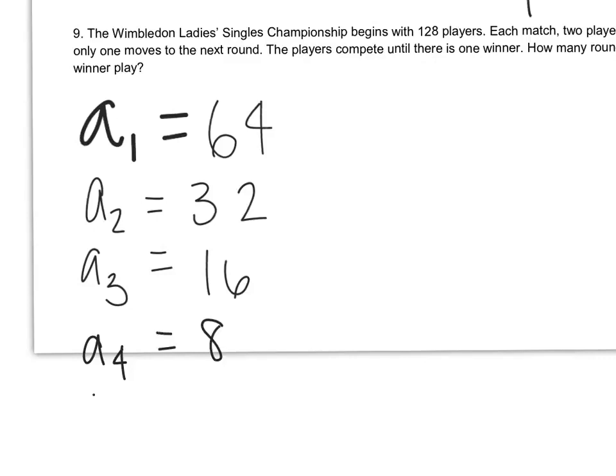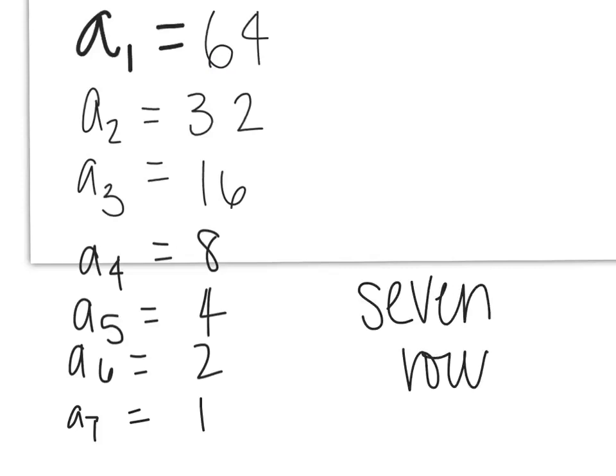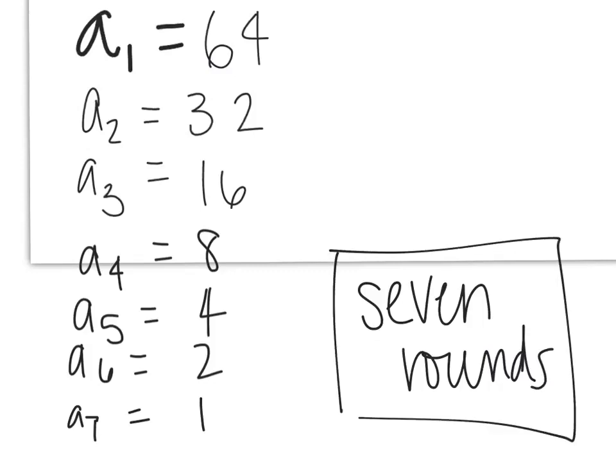In the fourth round, how many games would be played? And then in the fifth round? And the sixth round? And then in the seventh round? 1. So how many games would the winner end up playing? 7. So that would be our answer to this question. So again, it didn't require an equation. It just required us to understand the process.